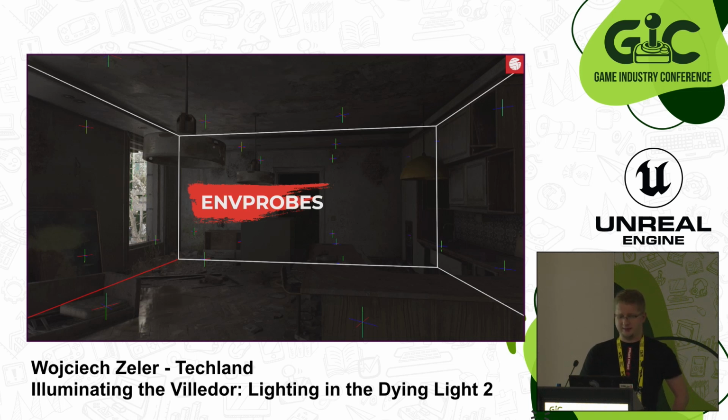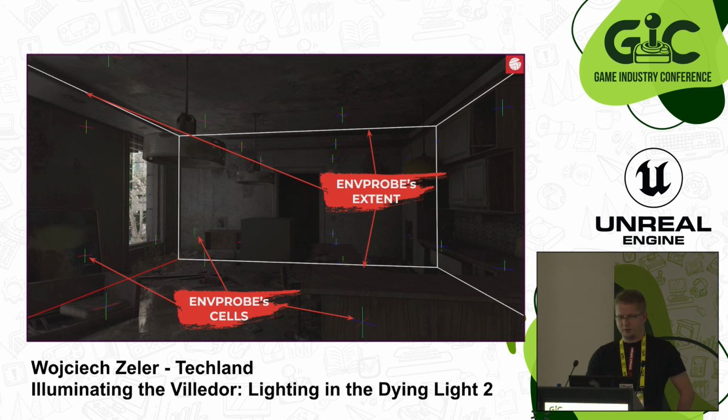So let's stay in this room a little bit longer, because for indoors we are using N probes. An N probe is just a volume filled with cells. A higher number of cells means better quality of final indirect lighting. Our artists have manual control over the density and placement of N probes.